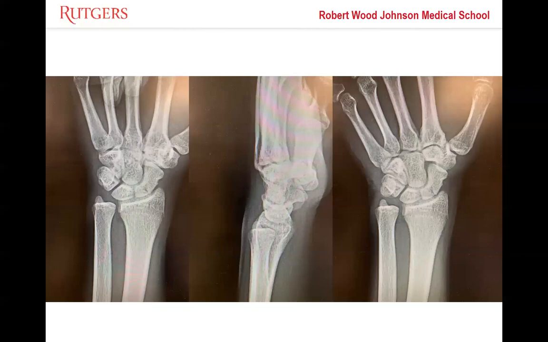Okay, so he's unwilling to give up hockey. He says, is there any other option? So to Jimmy's point, then we're going to do an operation. Are we going to bone graft him at the same time? And if so, do we want to take the iliac crest? Do we want to take distal radius? Do we want to just put a screw in it?